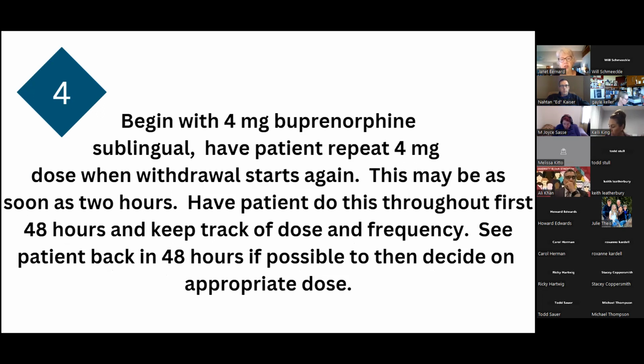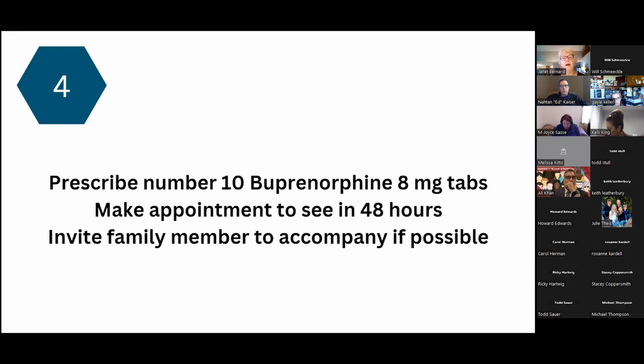I would have the patient do that throughout 48 hours and keep track of their dose and frequency. And then I would try to see them within about 48 hours if possible. You can be a little flexible with this, but the point is you just want a couple of days for them to figure out what is the amount that keeps me out of withdrawal. I would prescribe 10 of the 8 milligrams, and make an appointment to see them in 48 hours.